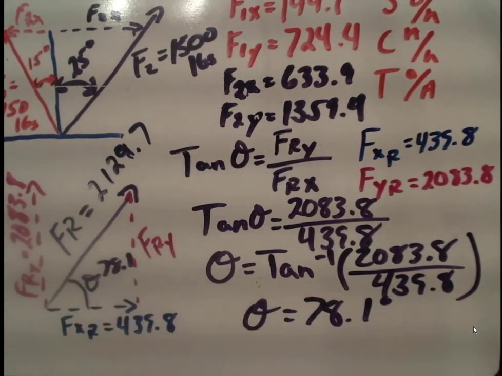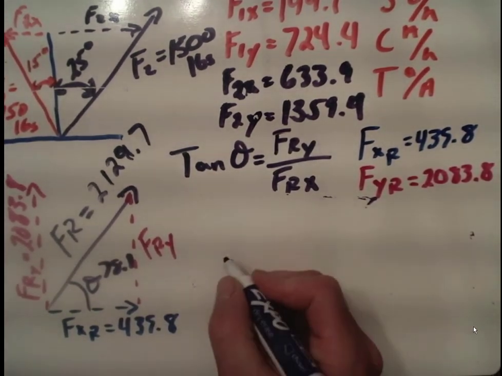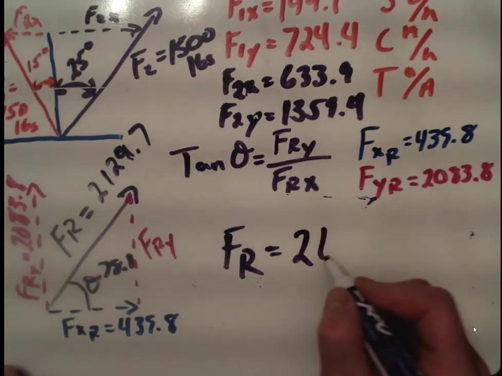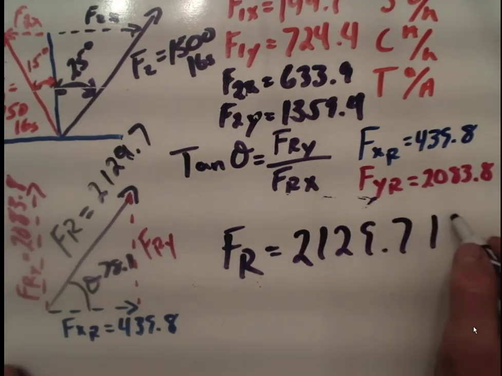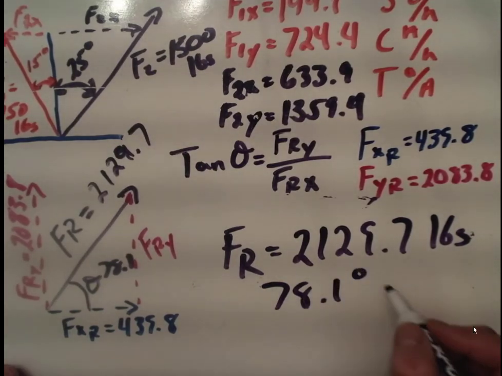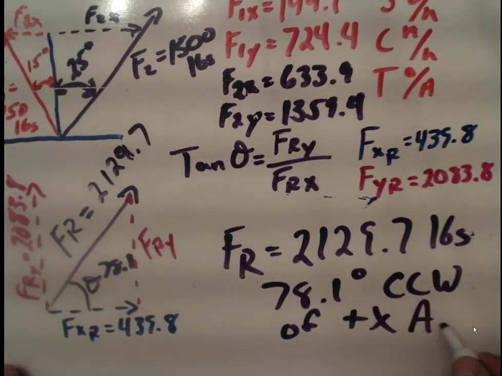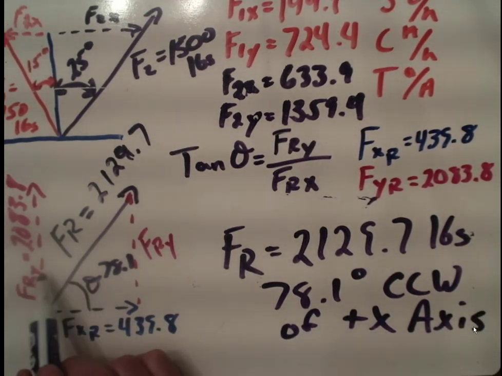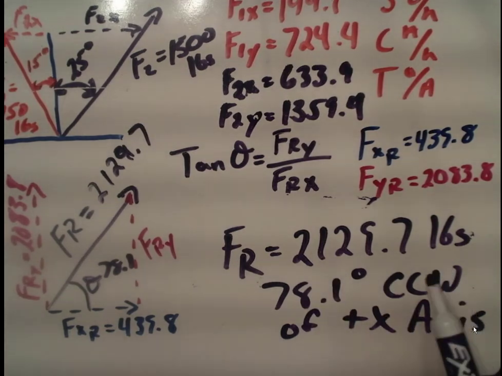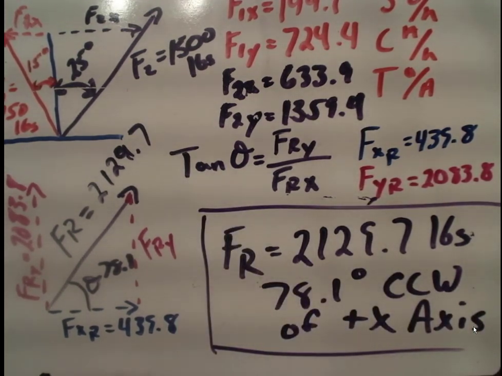We report this vector, the resultant force, the way we report it is this. All right, the force resultant equals 2,129.7 pounds, 78.1 degrees counterclockwise of positive x-axis. You could have very easily calculated this theta over here and done clockwise of the positive y-axis. It would not have mattered. The magnitude would not have changed, and this would not have changed. This is your final answer for all 4 of these problems. That's how it should be reported.